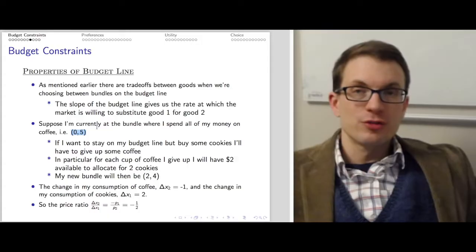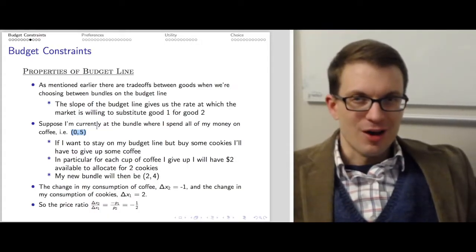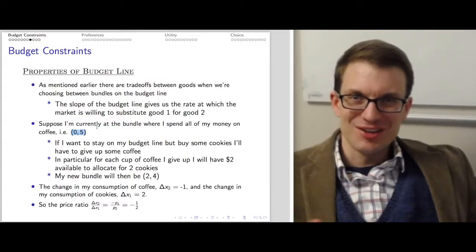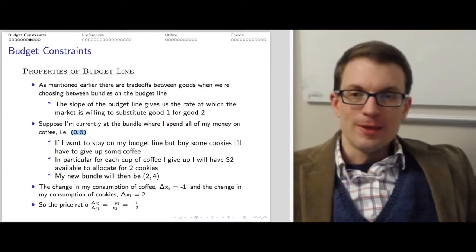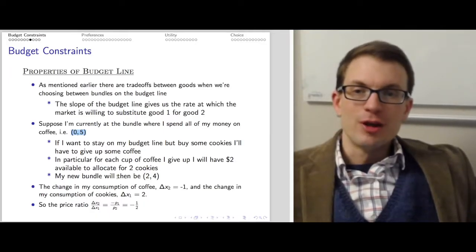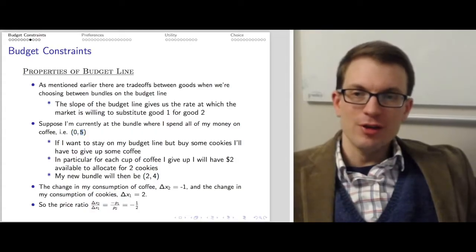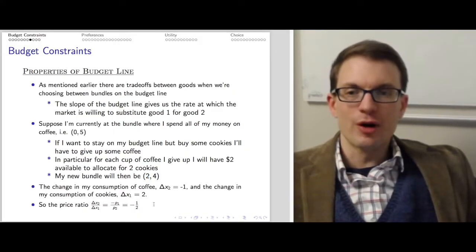And you'll notice each coffee cup costs $2. So if I give up 1 coffee, I've now got $2, which I can use to buy 2 cookies because cookies cost $1 each. So my new consumption bundle would be 2, 4, right? So I lose 1 coffee. That gives me $2 that I can spend on cookies, which each cost $1. So my new consumption bundle, I'm moving down my budget constraint. It's going to be 2, 4.